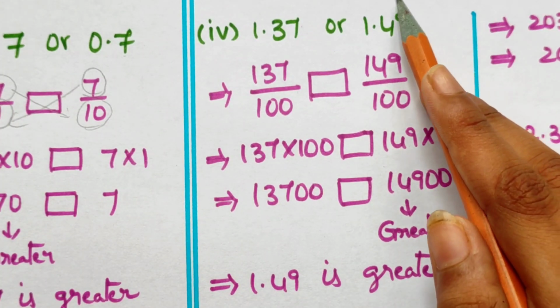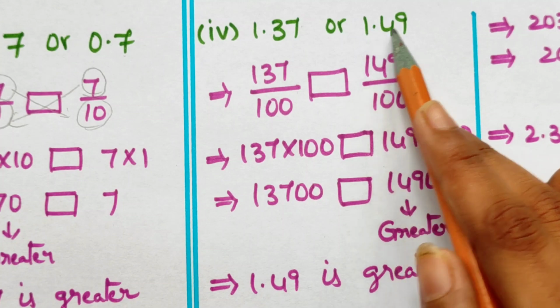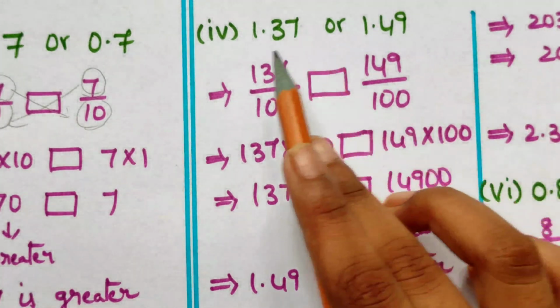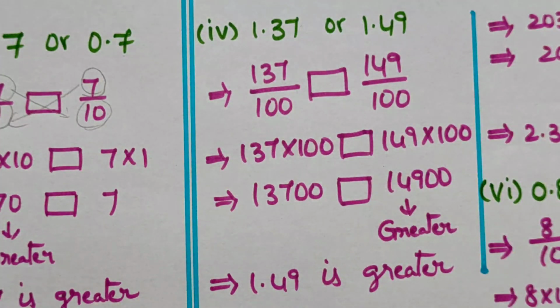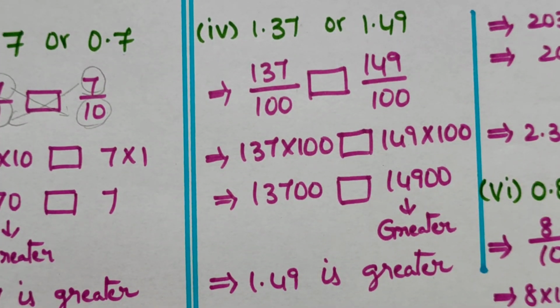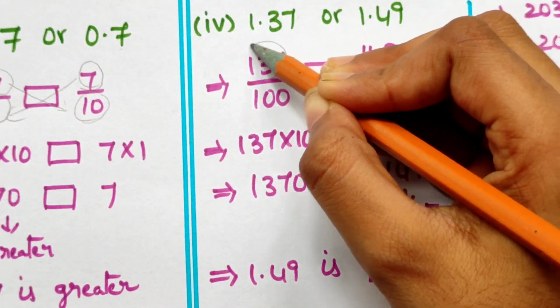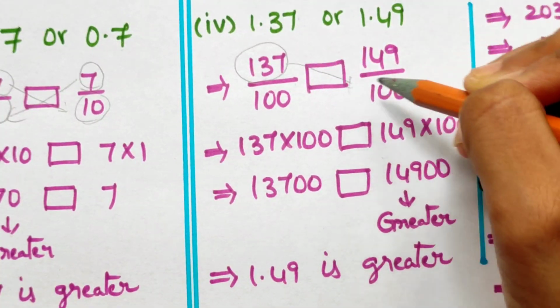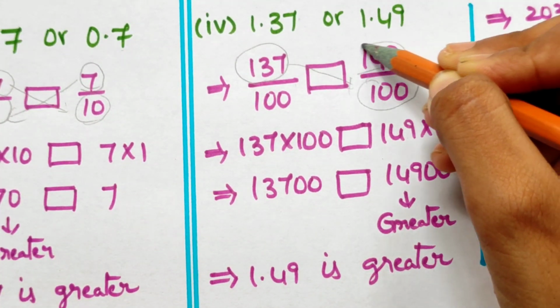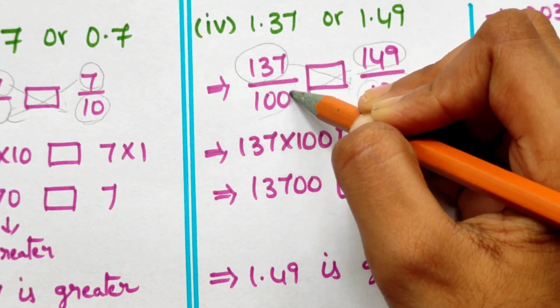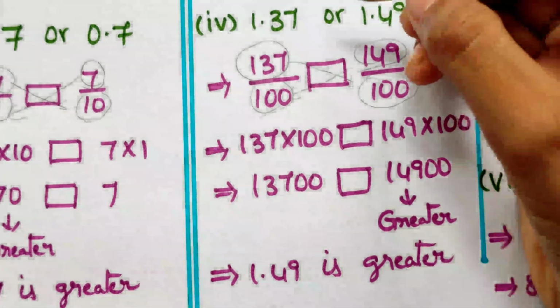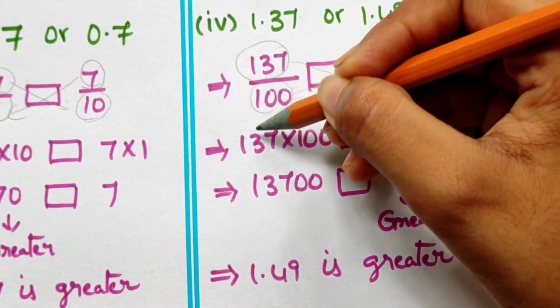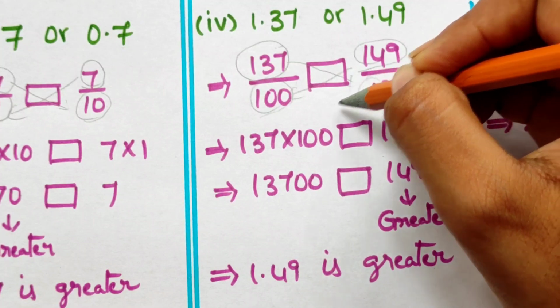1.49, the decimal is 2 digits before. Let us write 2 zeros. Clear? Now it is 137 by 100 or 149 by 100, which is greater? Now let us do cross multiplication. Cross multiplication means the numerator into this denominator, and here this numerator into this denominator. Both the denominators are 100. Don't get confused. So first let us write the numerator, that is 137 into the denominator 100.